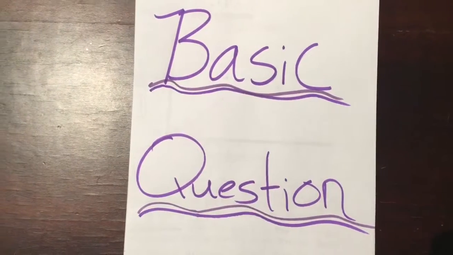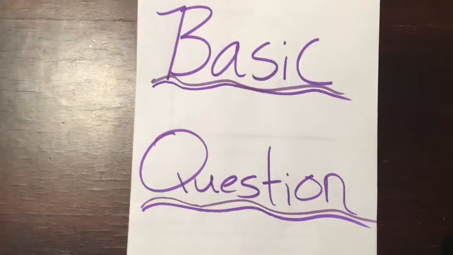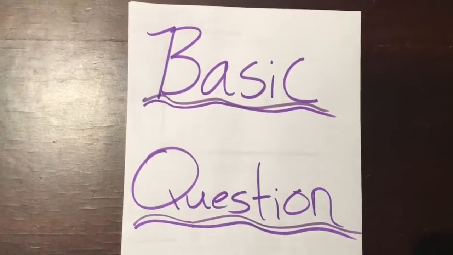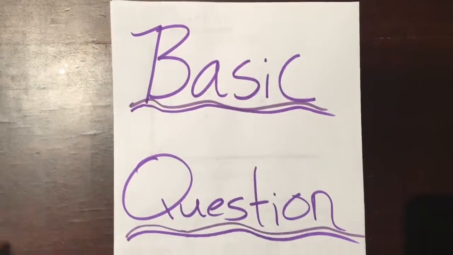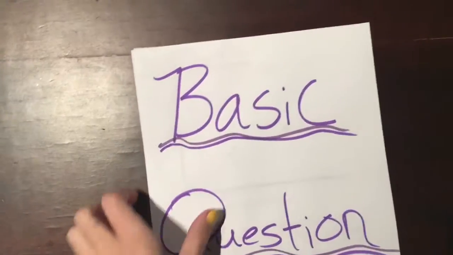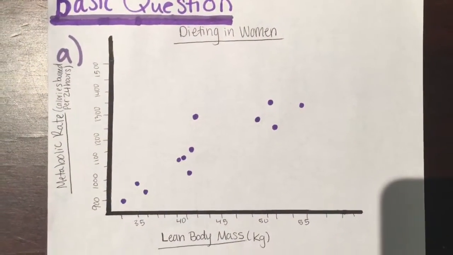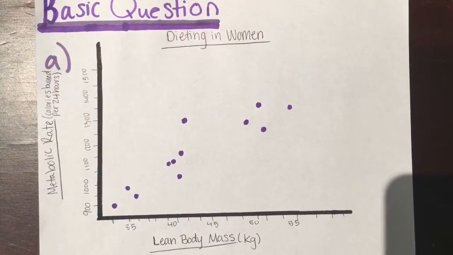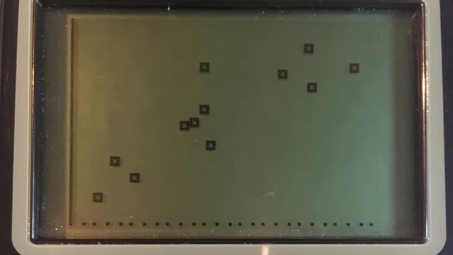The researchers believe that lean body mass is an important influence on metabolic rate. Then they give us some data on the mass and the rate of 12 women and ask us to sketch a scatter plot using a calculator. Here's just my rough sketch of the scatter plot. Here is a scatter plot on the calculator.